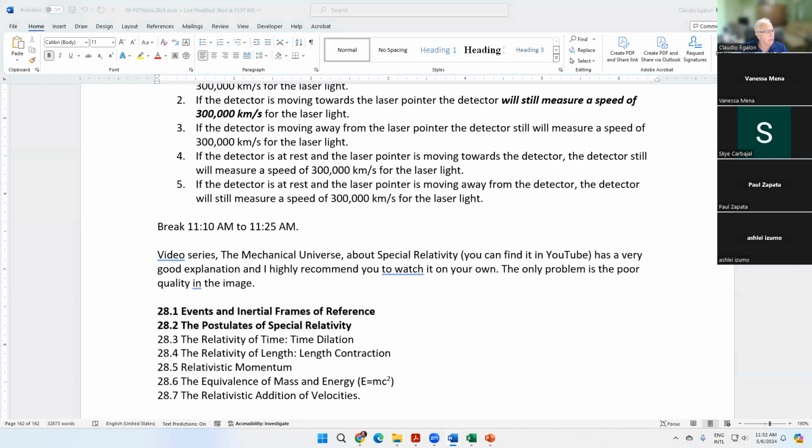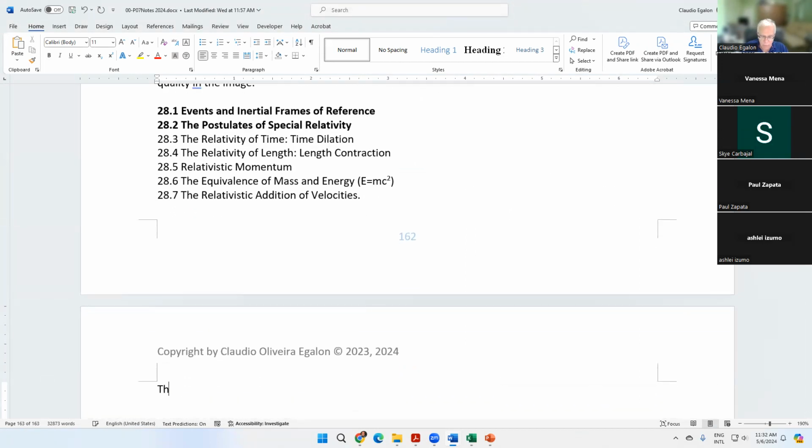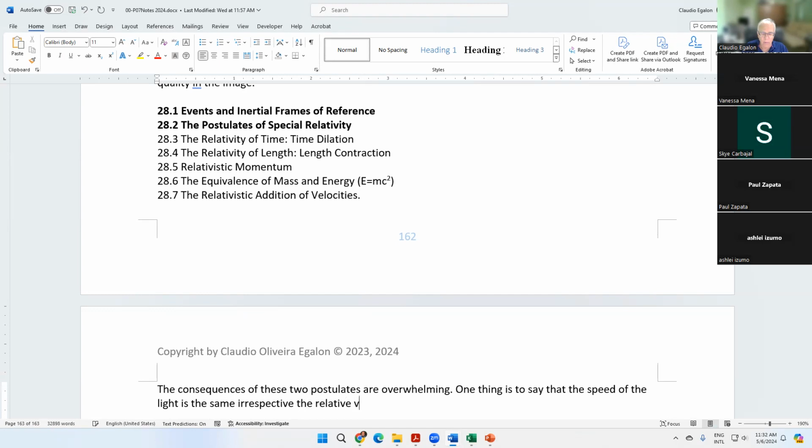And let me tell you what are the consequences of those two postulates. The consequences of these two postulates are overwhelming. One thing is to say that the speed of the light is the same, irrespective of their relative velocities.